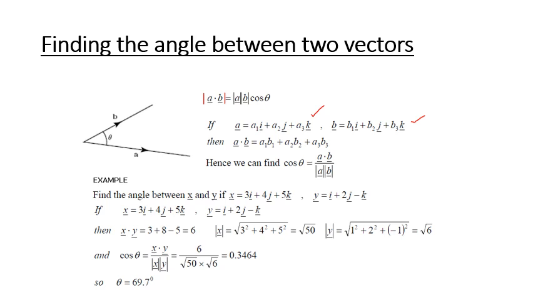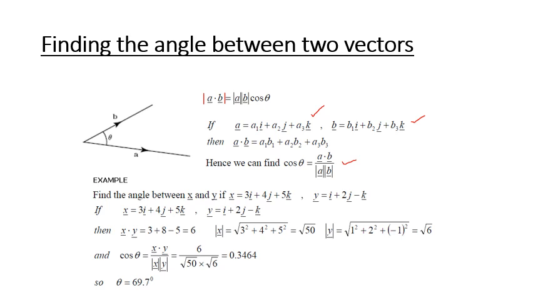So according to the formula, what is cos theta? Cos theta equals a dot b divided by modulus of a into modulus of b. So this is the formula, students, to find theta between the two vectors. Now we'll see one small example of how to find the angle between two vectors.